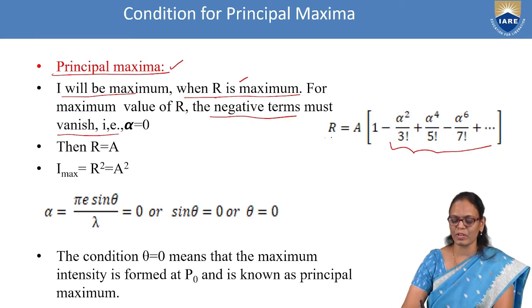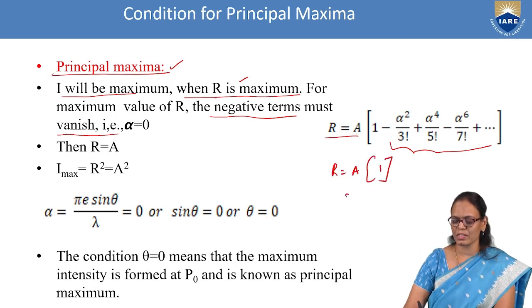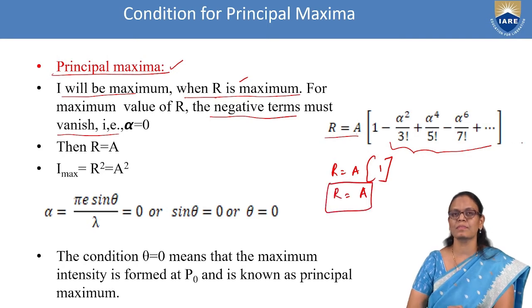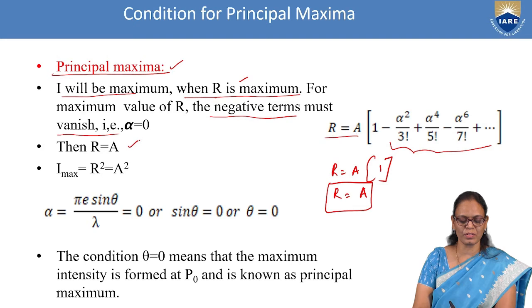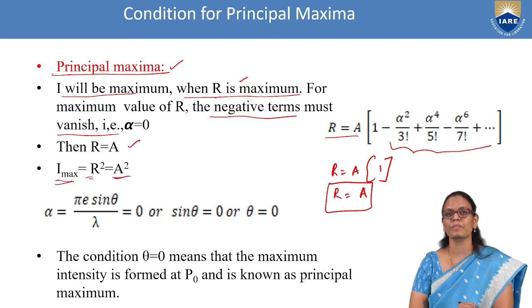Then what you have? You will only have R is equal to A into 1. So this gives us A. R is equal to A. All the other terms are vanished. So R is equal to A. So I max will be equal to R square, that is A square.